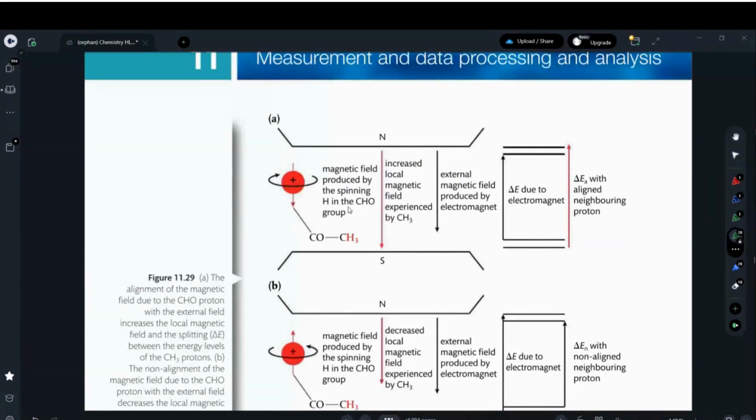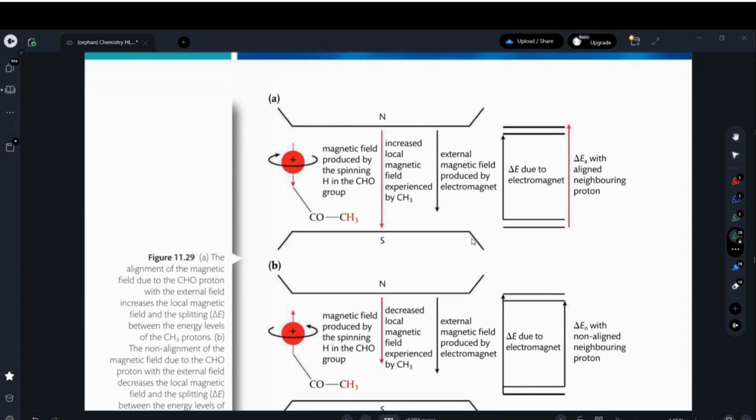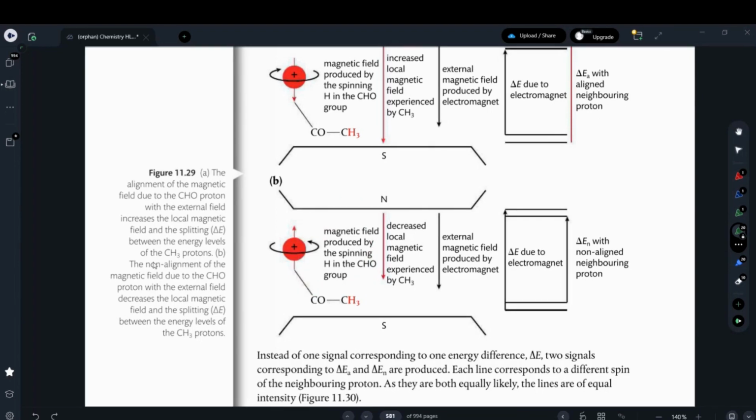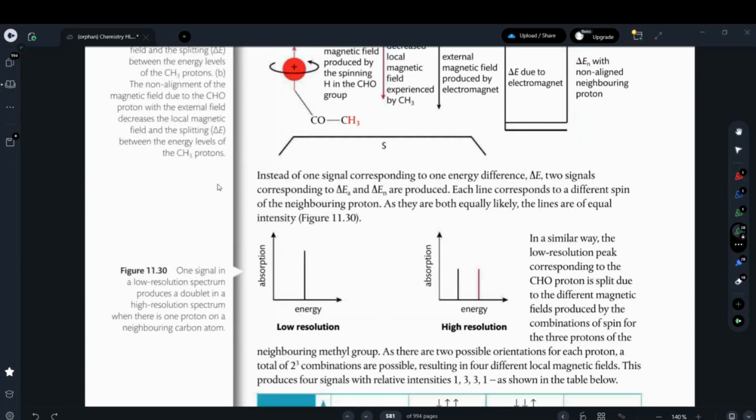The magnetic field produced by the hydrogen in the CHO group will be significant in this case. It increases because it aligns itself with the external magnetic field, so there is an increased local magnetic field, and therefore a specific energy difference. Then there will be a second peak, caused by a decreased magnetic field. How so? The magnetic field of the hydrogen in CHO is aligned with the external magnetic field, but not with the magnetic field produced by the hydrogens of the CH3 group. So it will produce another peak. Because of this energy difference, you will get two particular peaks.